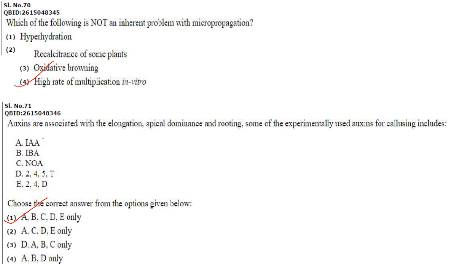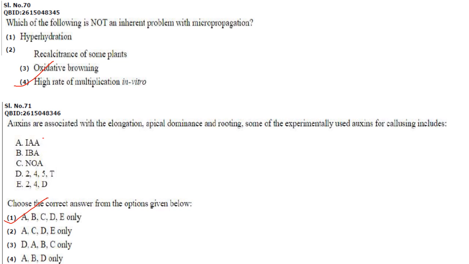Which of the following is not an inherent problem with micropropagation? Hyperhydration. Yes, that is a problem with micropropagation. Recalcitrance of some plants. Yes. Oxidative browning. Yes, that is also a problem with micropropagation. High rate of multiplication in vitro. That is not any inherent problem. So answer is option 4. Next one.